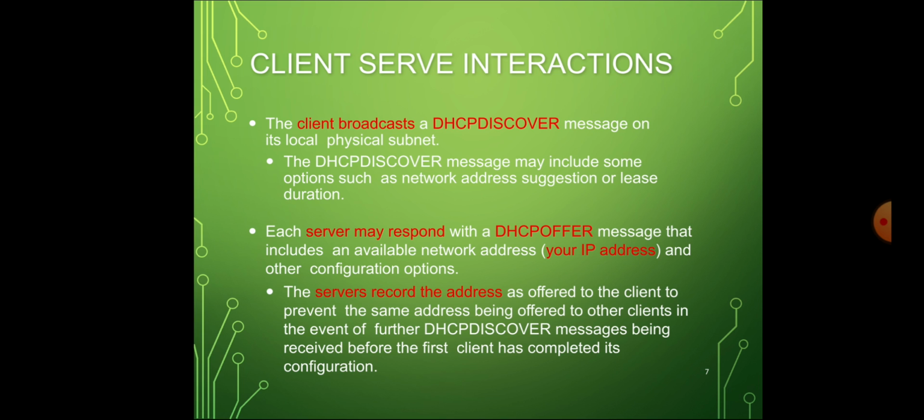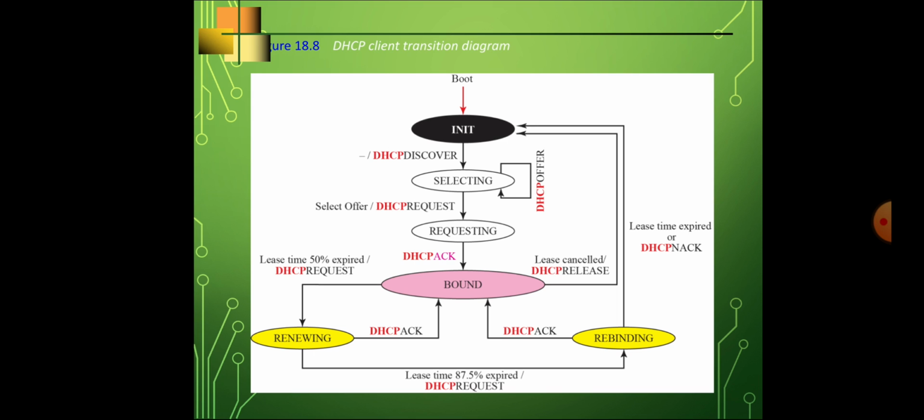Now you send the DHCP discover message, and now from the server it will reply with the DHCP offer message. Very simple. The server records the address as offered to the client to prevent the same address being offered to another client in the event of further DHCP discover messages being received before the first client has completed its configuration. So I will explain the things in the next slide. Now this is a very important slide. This is a very important diagram that I am going to explain here.